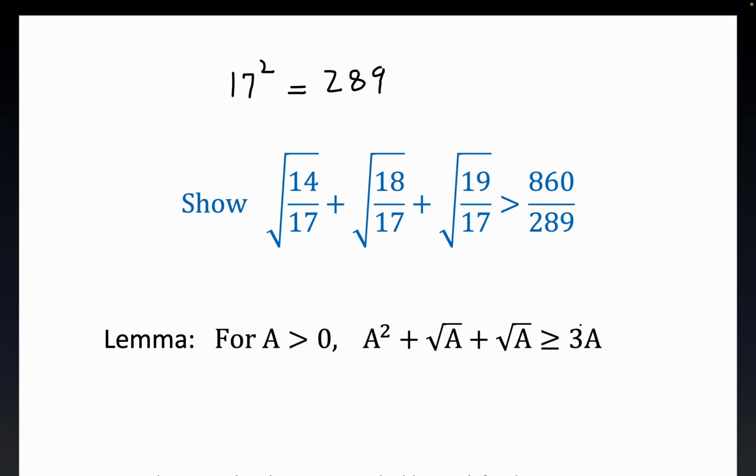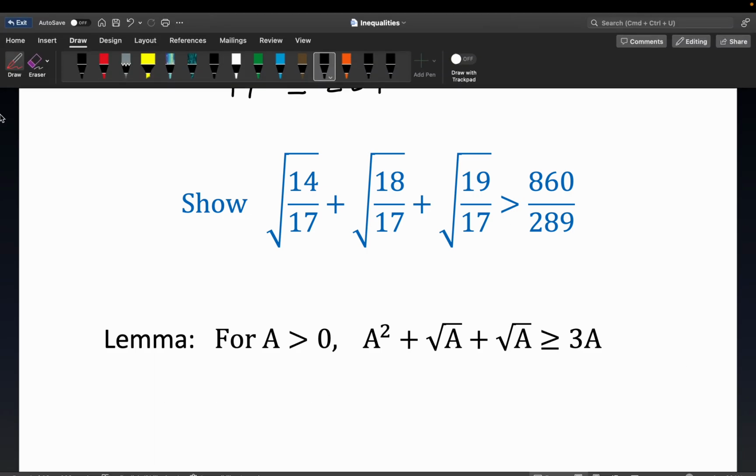You can see the 3 here. We have 3 summands, and you might think this actually comes into play. But let's go ahead and prove this result. You guys probably already know this. This is a fairly straightforward application of the AM-GM inequality. I'm just going to work with the left-hand side here.